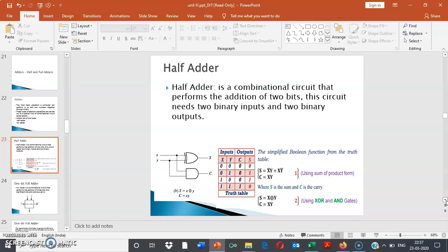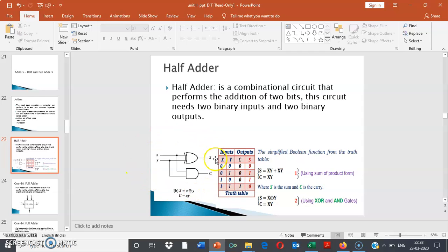Now what is a half adder? Half adder is a combinational circuit. Please note that combinational is a key word here. Combinational means you give input and you get output. A very simple circuit which performs the addition of two bits. That means this circuit will have two inputs and it will give two outputs.